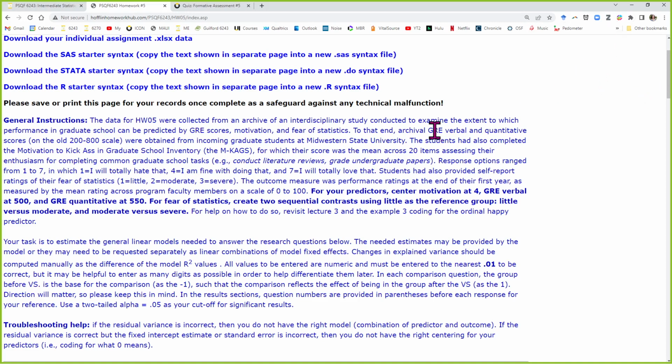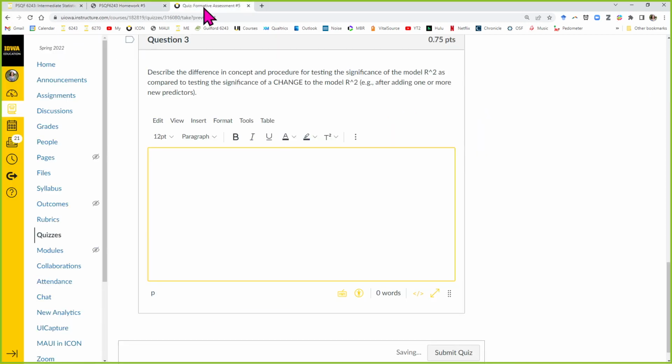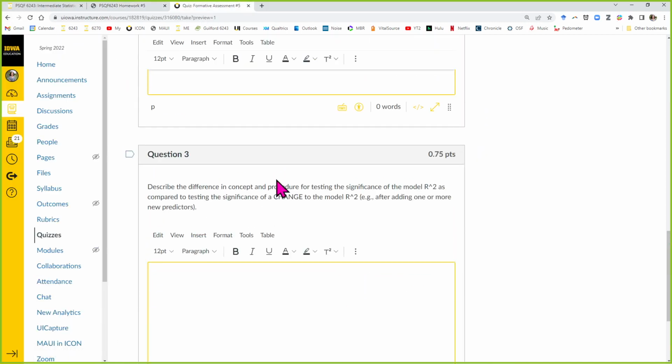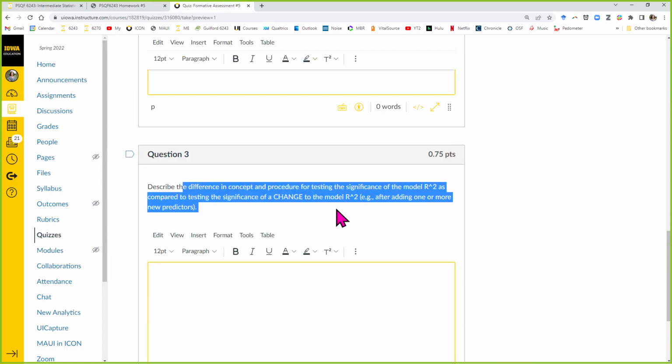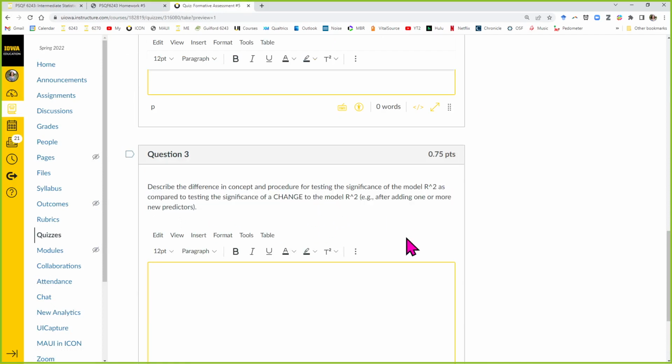Anywho, other questions on homework? Okay. Then, yeah, that's the end. I thought that was the last one. So then this is the new part, the idea of testing a change to the model R-square. That's what I want to show you how to do.